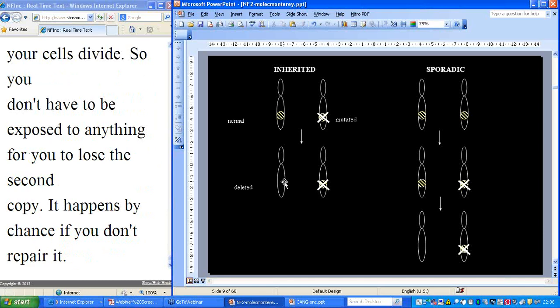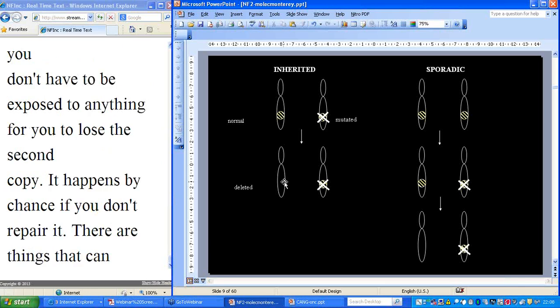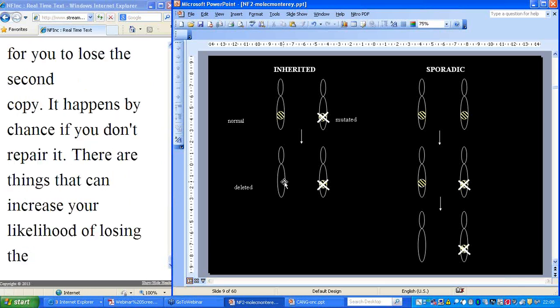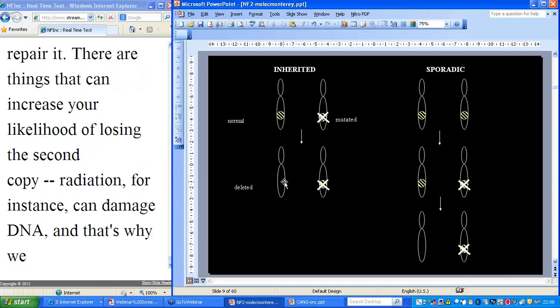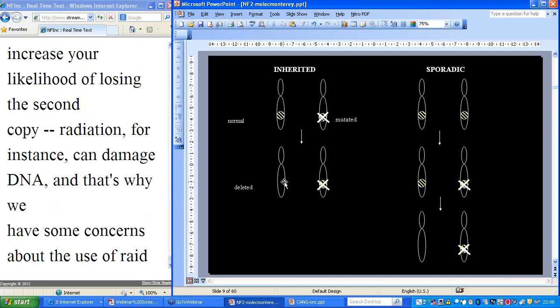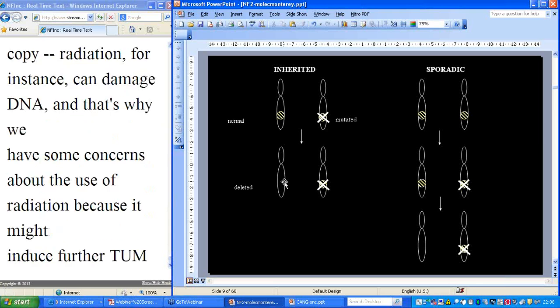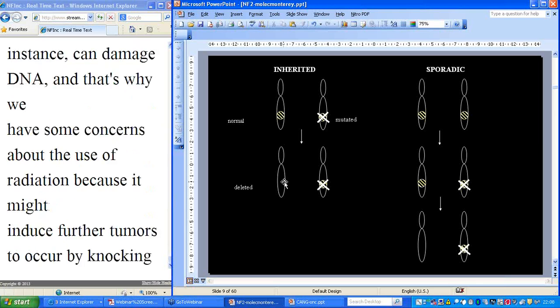There are things that can increase your likelihood of losing the second copy. Radiation, for instance, can damage DNA, and that's why we have some concerns about the use of radiation, because it might induce further tumors to occur by knocking out the second copy of the gene.